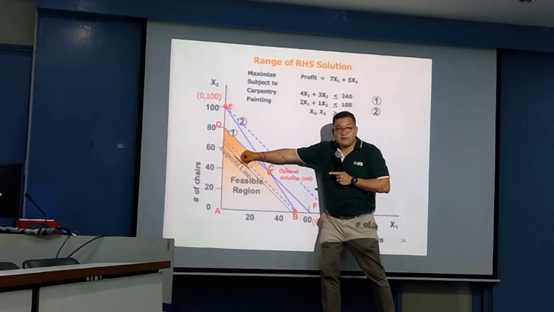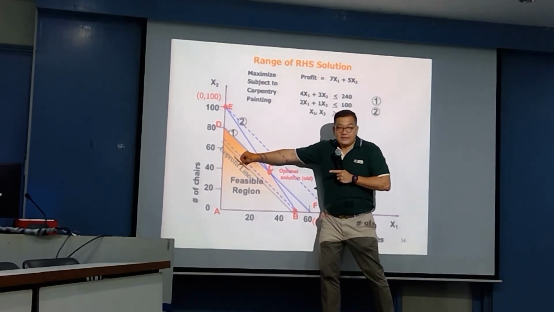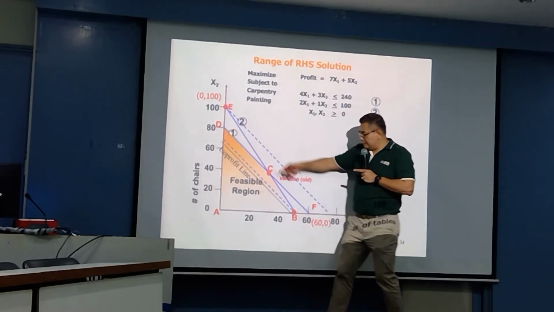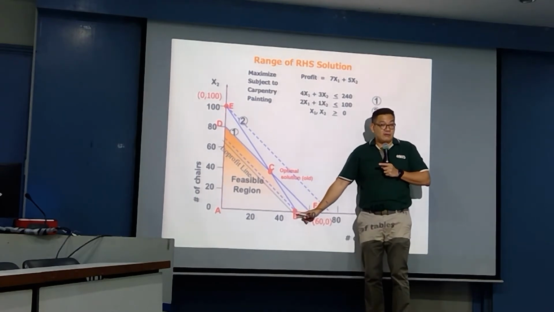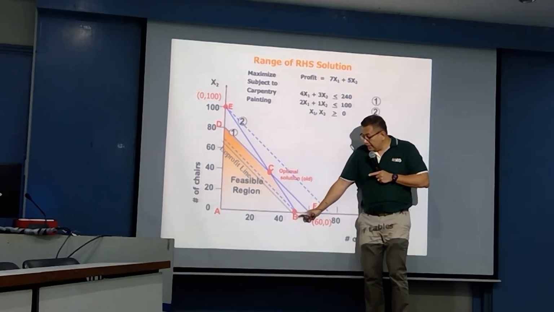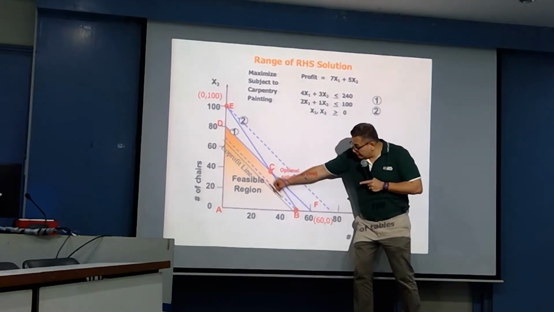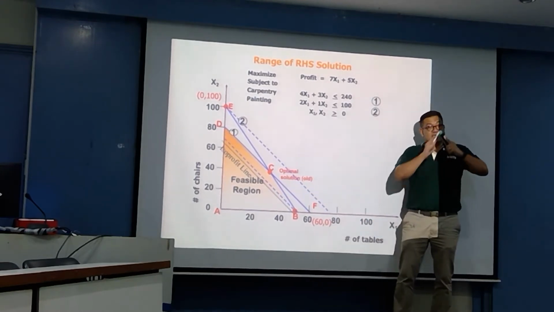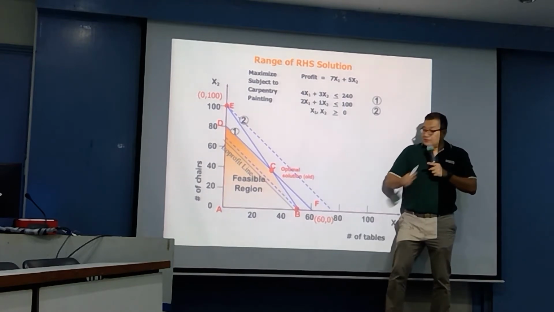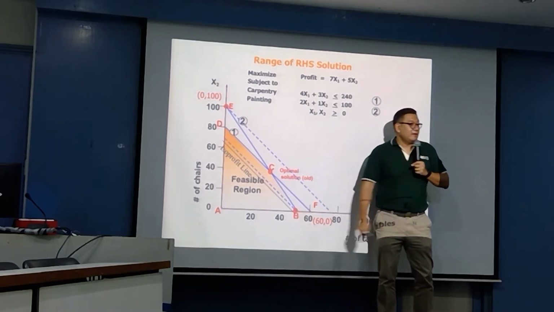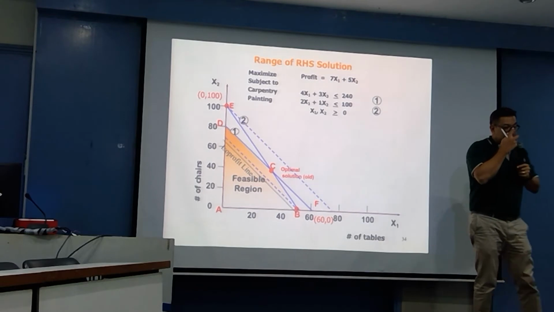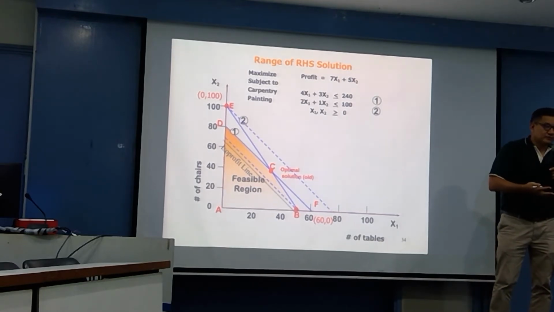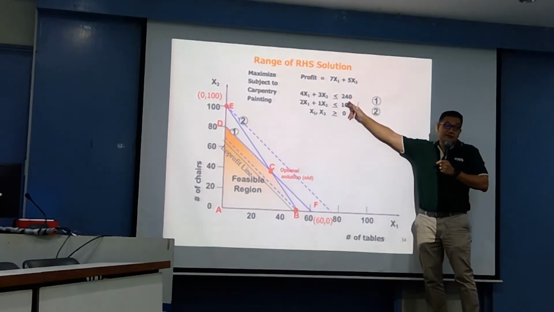This is my isoprofit line. Maximization, projecting in this direction, is going to have point B as your new optimal solution point. And right now, point B comes from what? From the first constraint, cutting with the second one and the x1 axis, not just 1 and 2 only. So point B is going to be the point that provides the limit. In this case, it's the lower limit for changing the right hand side of the first constraint.